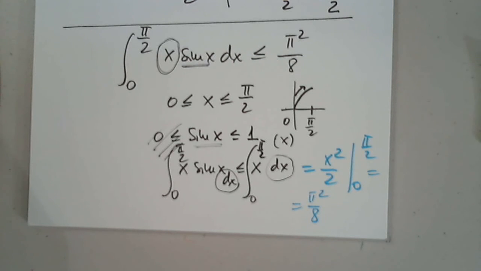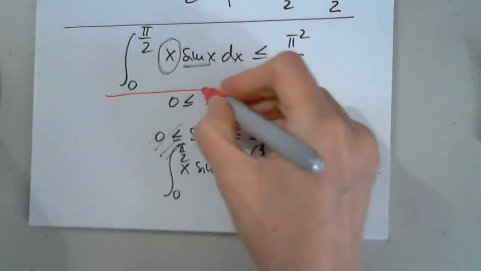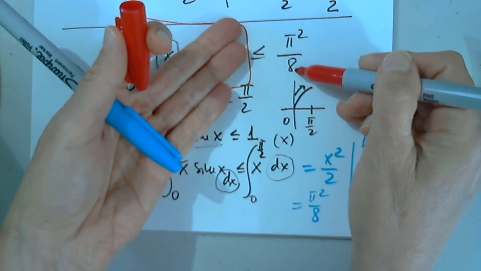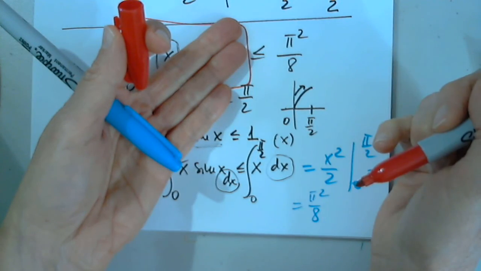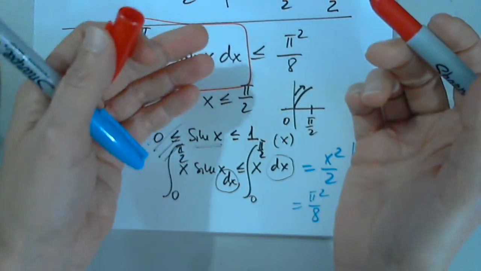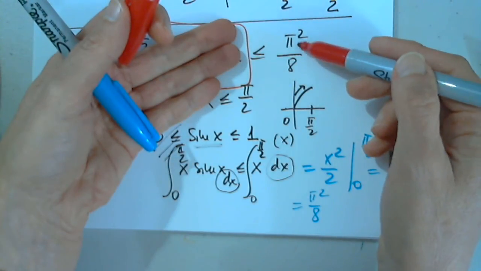So we just applied the property. How come we didn't have to apply it to the x? Why do we only have to apply it to the sine x? Say it again. So we were asked to show that this integral is a number less than or equal to pi squared over 8. We were not asked to calculate this. We were asked to just show that this number is less than pi squared over 8.